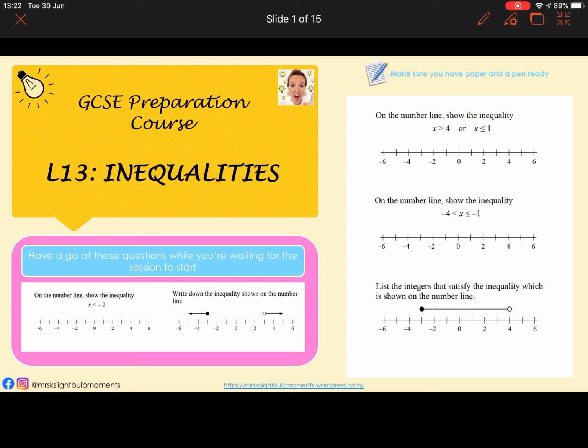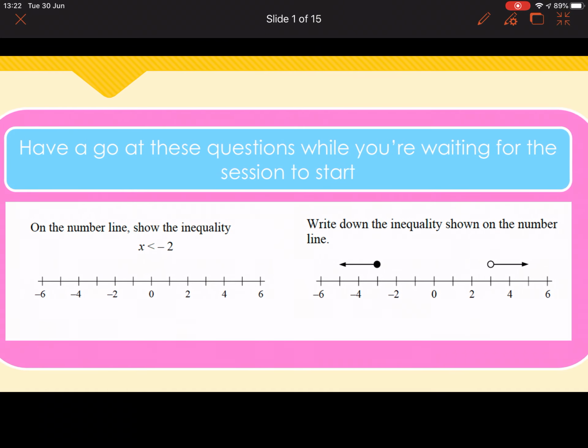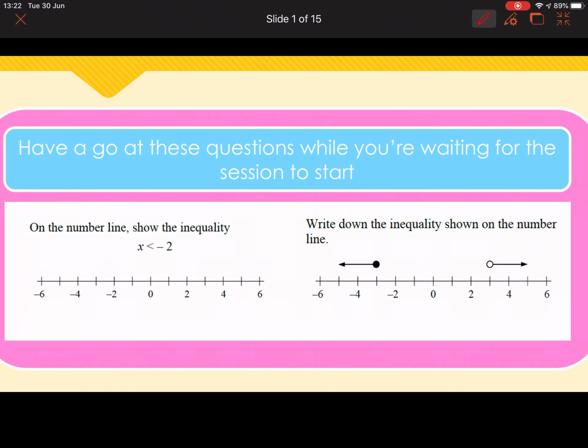Right, should we stop there and go through it? I hope you've had enough time. These are nice simple ones to start with, just so we're all warming up and on the same page. So we've got two here to do with number lines. The first one, on the number line, show the inequality x is less than minus 2.